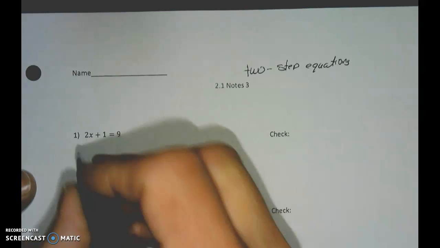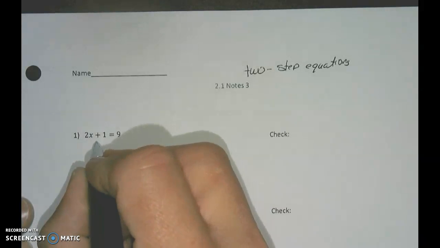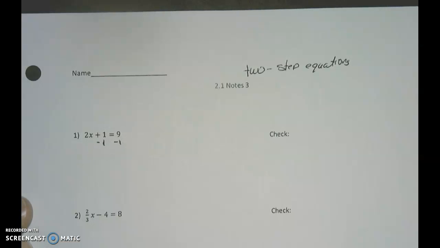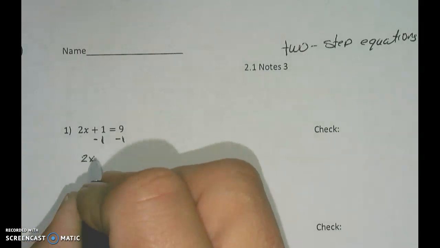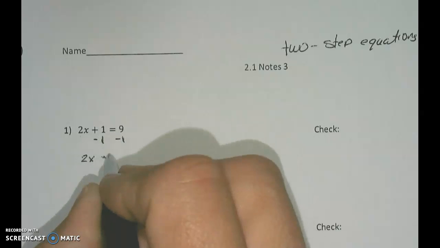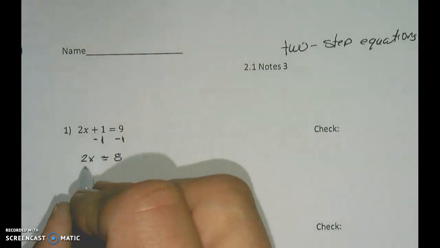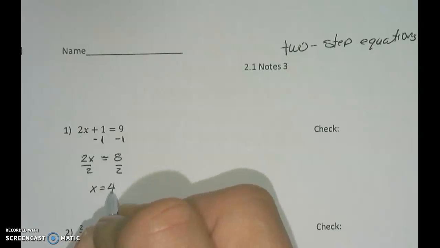Okay, so the first thing I got to do is isolate my x. So I need to get rid of this plus 1. So I'm going to subtract 1, just like that. Once I subtracted that 1, I'm going to take my 2x, because 1 minus 1 is 0, and then 9 minus 1 is 8. Okay? So now I'm going to divide by 2, and x is equal to 4.